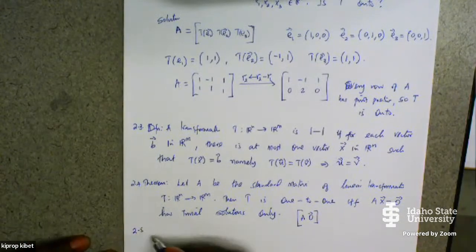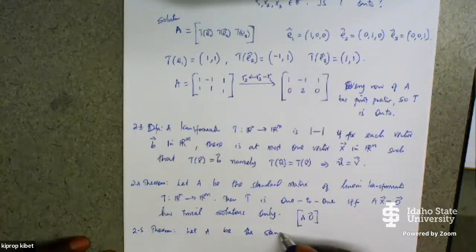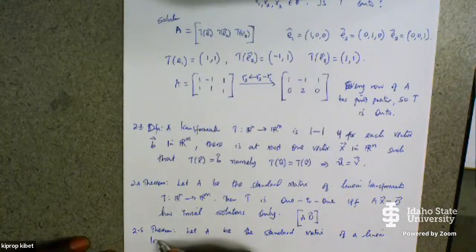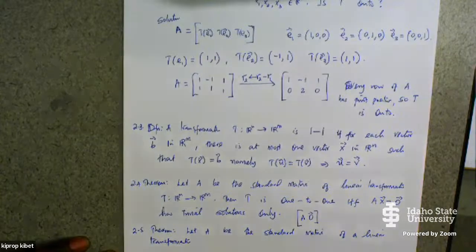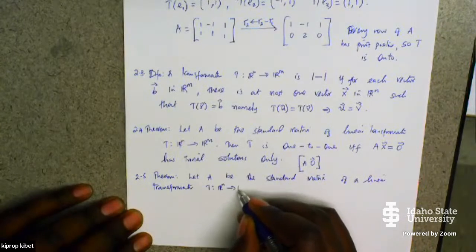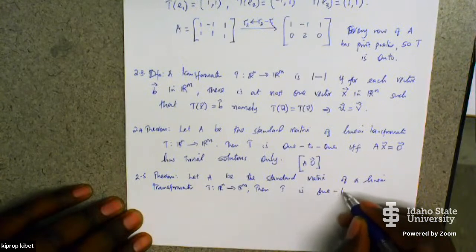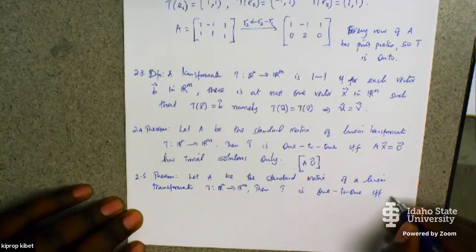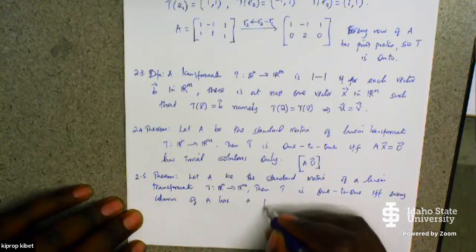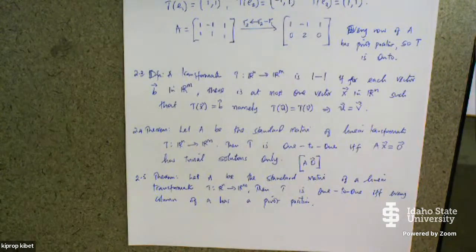Another theorem, theorem 2.5. If we let A be the standard matrix of a linear transformation T from Rn all the way to Rm, then T is 1 to 1 if and only if every column of A has a pivot position. Every column of A has a pivot position.